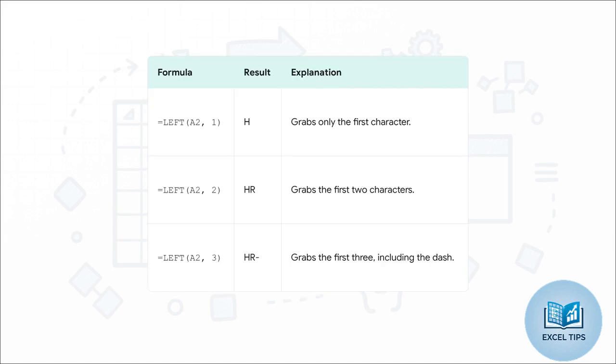This slide right here really drives the point home. That numchars argument, that little number at the end, is the key to the whole thing. You tell it 1, you just get H. You tell it 2, you get the perfect HR. And as we learned the hard way, you tell it 3 and you get HR dash with the dash. You are in complete control of the outcome.